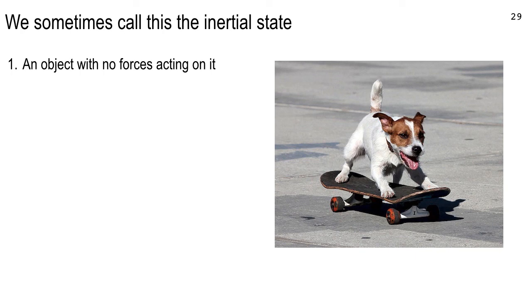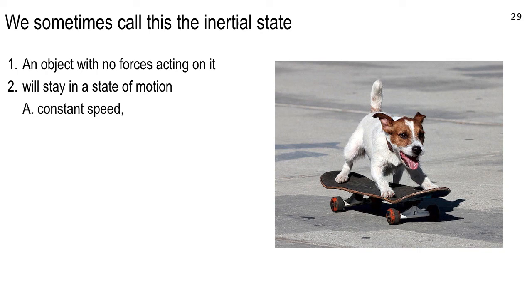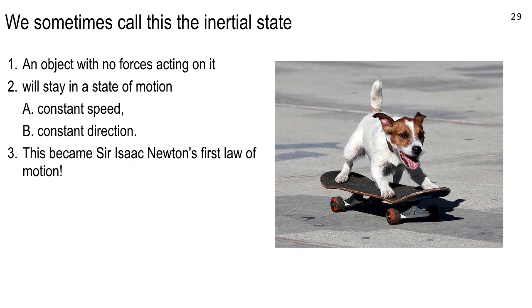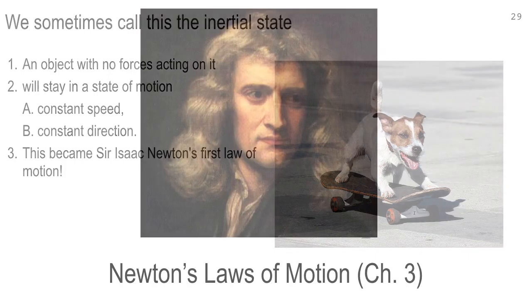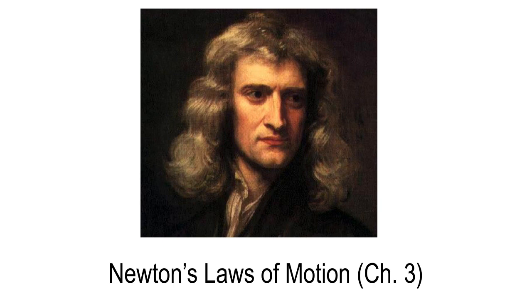Now, we sometimes call this hypothetical horizontal plane, frictionless, constant velocity, an object with no forces acting on it, or with balanced forces, it'll stay in a state of motion, constant speed, constant direction, the inertial state. And this idea of Galileo, that this hypothetical state exists where an object with no forces or with balanced forces acting on it is going to continue in the same direction at constant speed, is his law of inertia. So write that down, the law of inertia. And it actually became the first law of Newton's three laws of motion, which we're going to study in chapter 3.